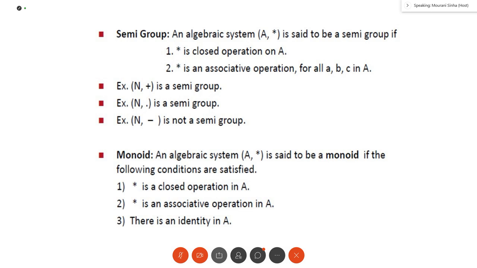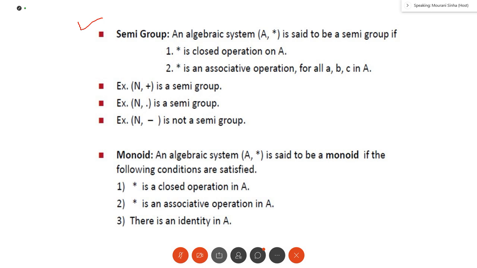Very important: if only the closure property holds, then we have a groupoid, like we told you already. Then a semi-group if closure property and associative property hold. So that's your semi-group. Yes, identity is there in a monoid. So we are just telling you here.